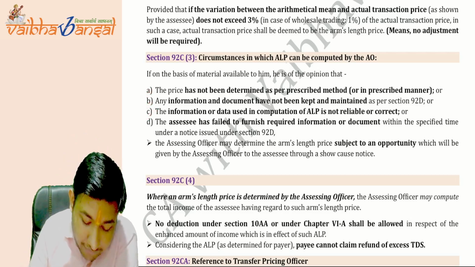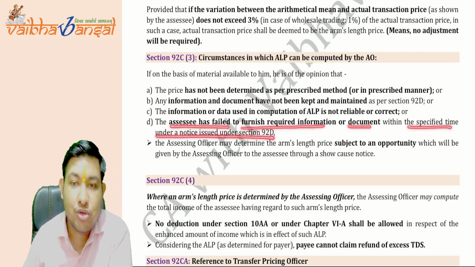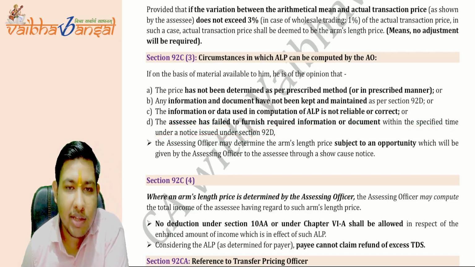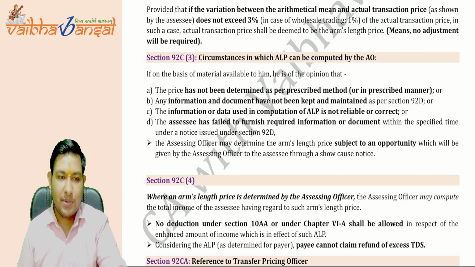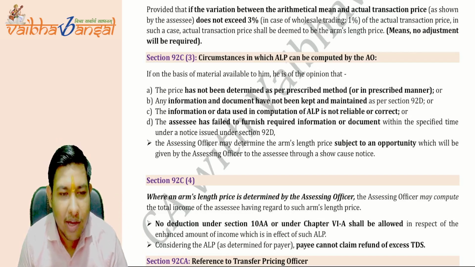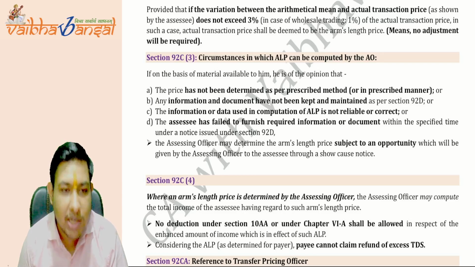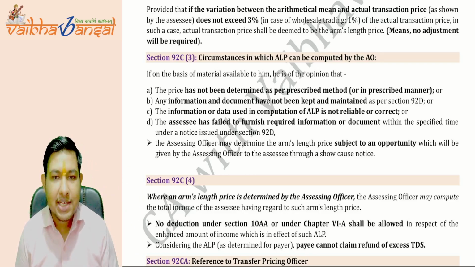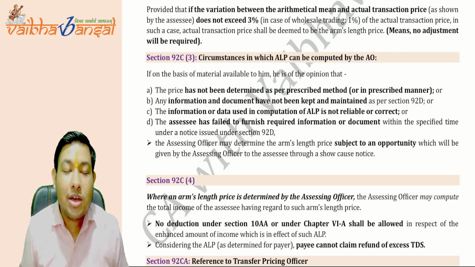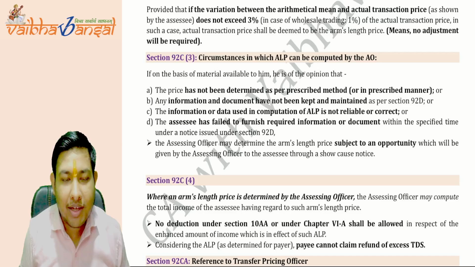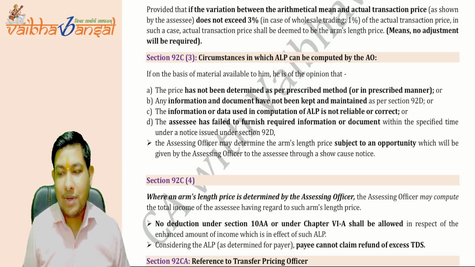Now D. If the assessee has failed to furnish the required information or document within the specified time under a notice issued under section 92D. Under section 92D, a certain timeline is given. If you have not submitted your documents, the AO will give you a particular time, like 10 days, to submit all your information or documents. If you have not submitted within those 10 days, the AO will have reason to believe that the ALP is vague, is fraud to him, so he will compute the ALP.